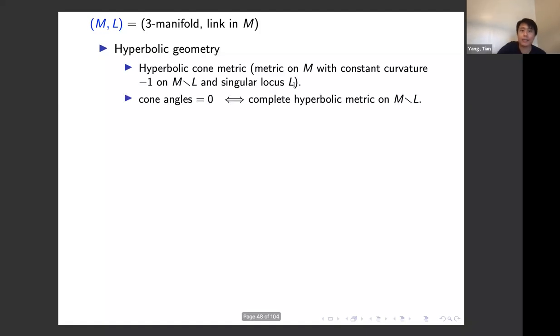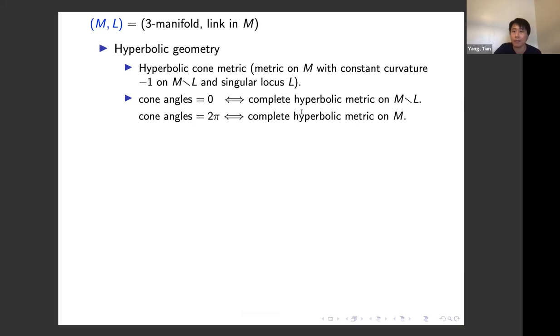And the cone metrics actually interpolate the complete hyperbolic metric on the complement and the complete metric on the ambient manifold, in the sense that when all the cone angles are equal to zero, then we have a complete hyperbolic metric on the complement of the link. And when all the cone angles are equal to 2 pi, then we have a complete hyperbolic metric on the ambient manifold M.